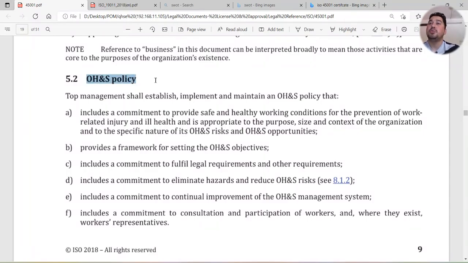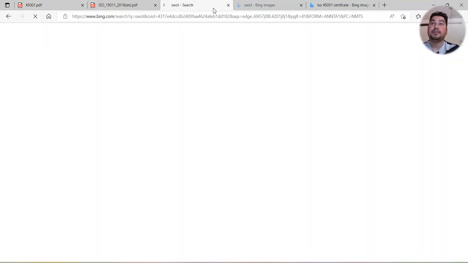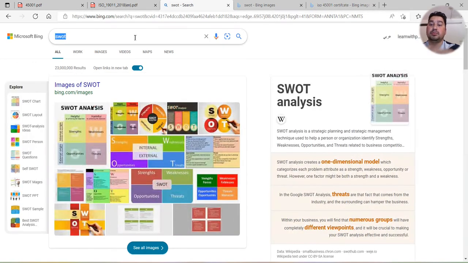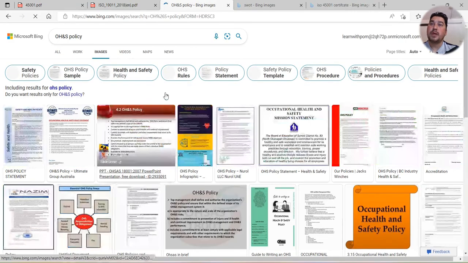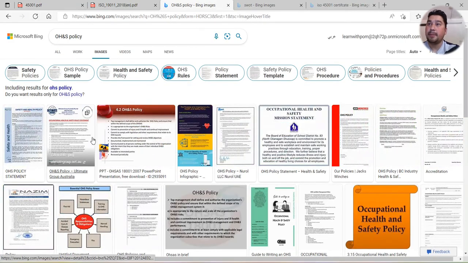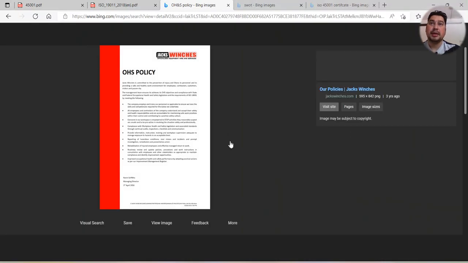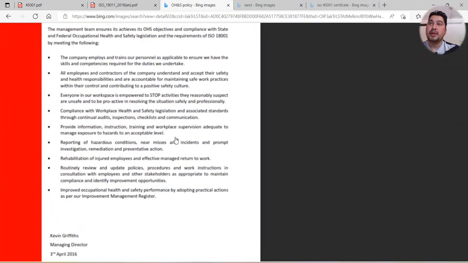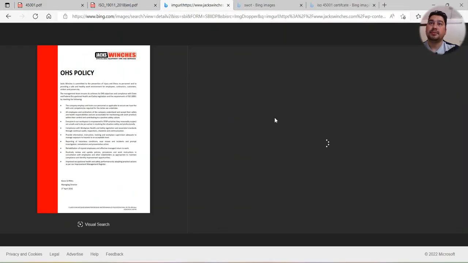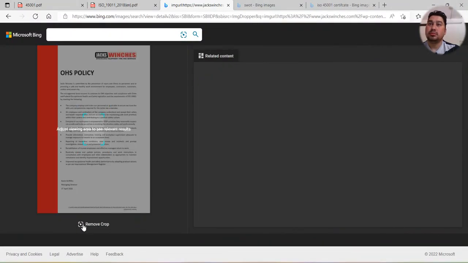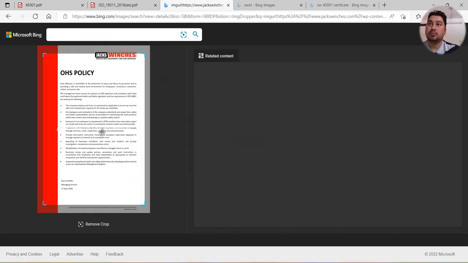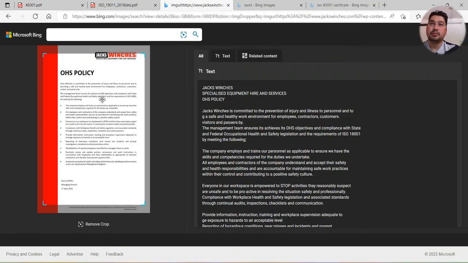So I'll show you one of the OHS policies. Let me show you any OHS policy which is a good one. Okay. Let me check whether it is including all the requirements or not.